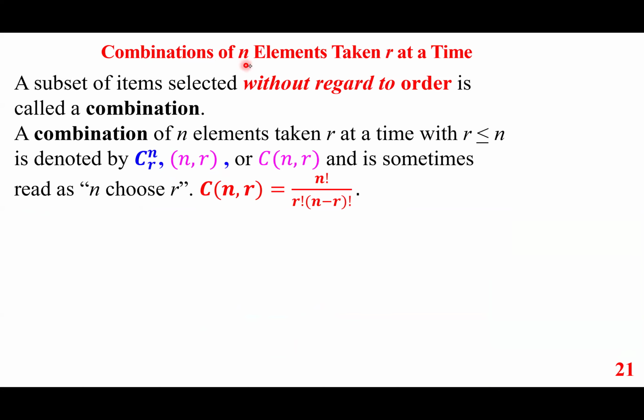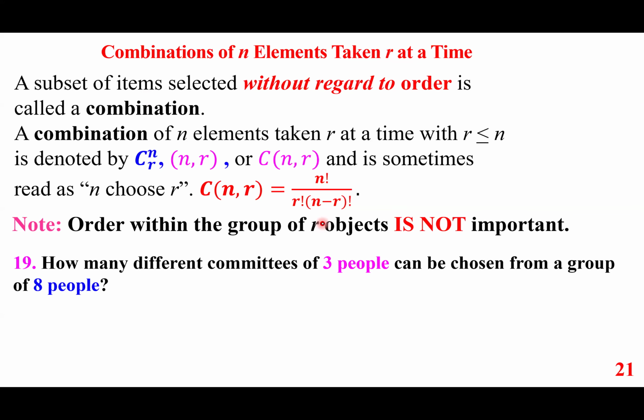And now, again, reminding you of what's a combination. A combination of n elements taken r at a time, a subset of items selected without regard to order, is called the combination. A combination of n elements taken r at a time with r less than or equal to n is denoted by C(n,r) or nCr, and is sometimes read n choose r. And here's the formula again, as it was mentioned. Note, order within the group is not important.